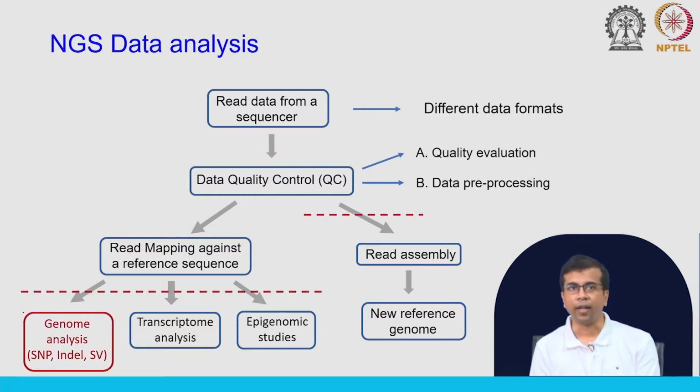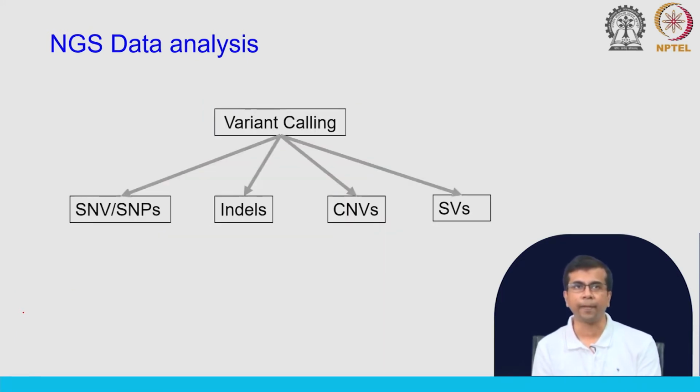So, these lines actually mark where we are now. We have learned about this mapping, and also on the other side we have learned about the quality control. Up to that point we have reached, but we have not talked about the assembly. So, we will now focus on this genome analysis, which is highlighted here.